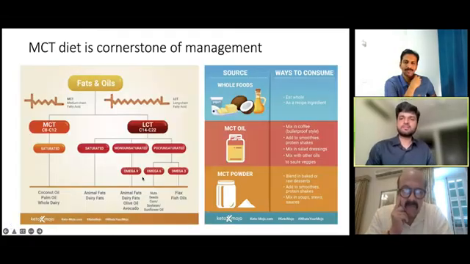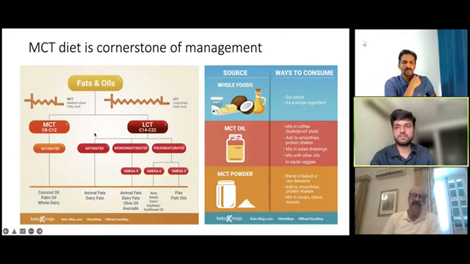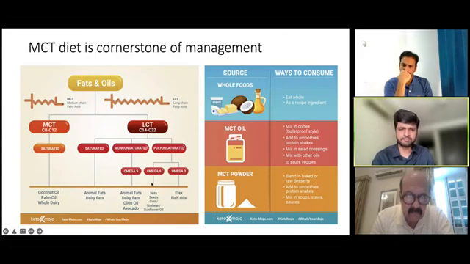The cornerstone of management for the past two decades has been the MCT diet, which is the medium chain triglyceride diet. When we talk about fats and oils in the diet, there are multiple types of fatty acids. We have short chain fatty acids that have less than 8 carbon atoms. We have medium chain triglycerides and long chain triglycerides. Most of our diet consists of long chain triglycerides, and these include the saturated fats, the monounsaturated and polyunsaturated omega-6 and omega-3 fats that constitute the essential fatty acids as well.